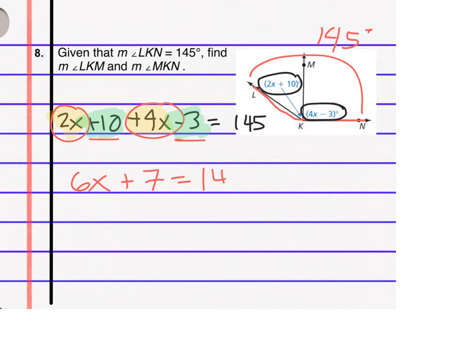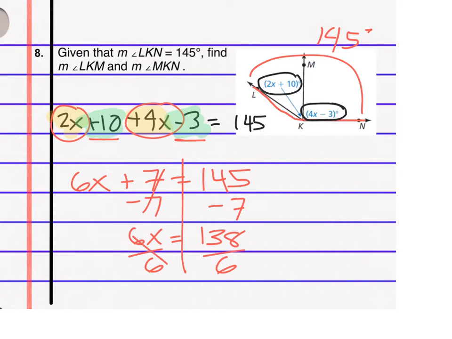And then I'm going to go ahead and solve. So I'm going to subtract 7. So I have 145 minus 7, that's 138. I'm going to divide by 6. So that is going to give me 23, so x is 23. Okay, then I'm going to go back in, and what do I have? Do I have to find both of these? Yeah, I have to find both. And I'm going to put in my answer.